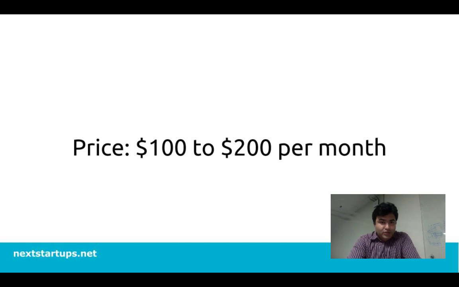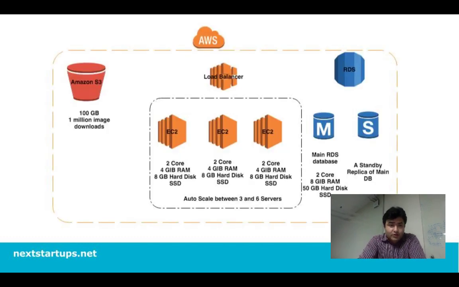Let's look at the third use case scenario. In this scenario, I have increased the size of the bucket to 100 GB. I am assuming that it is serving 1 million image downloads per month. The load balancer service is the same, but it is set to auto scale between 3 and 6 servers. And I have increased the capacity of each server from 1 core to 2 cores and from 1 gigabyte of RAM to 8 gigabytes of RAM.